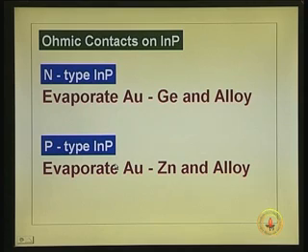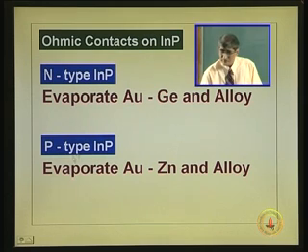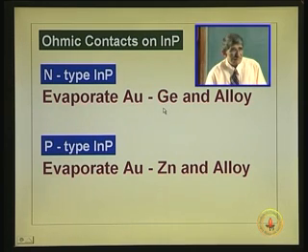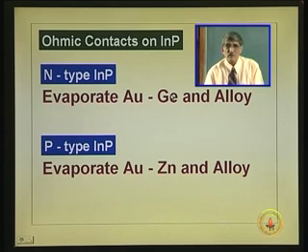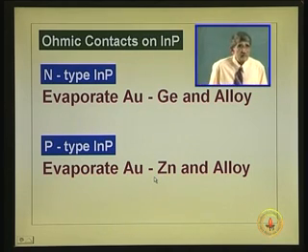What about indium phosphide? Indium phosphide, same trick. After all, gold-germanium, instead of gallium moving up, indium will move up and germanium will go and occupy that position to make it N plus. Here zinc will move down to occupy the indium side. So, you get good ohmic contact on N type and P type.